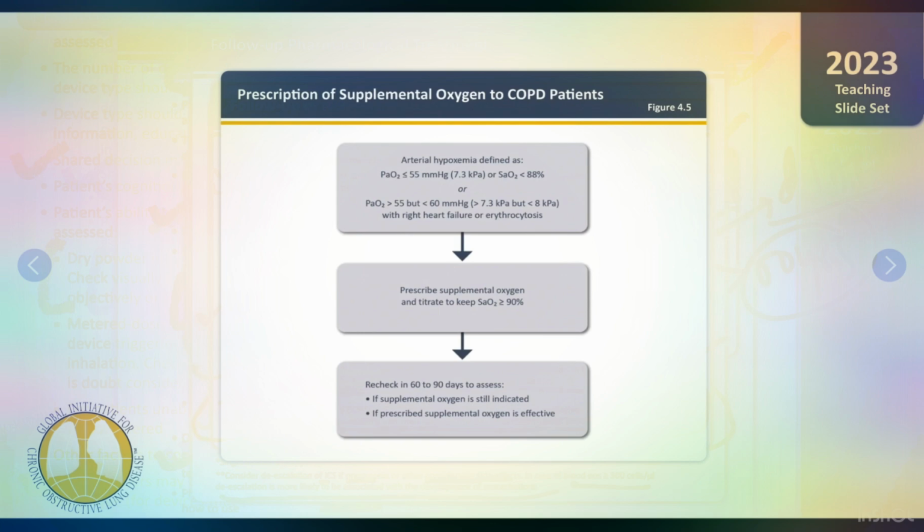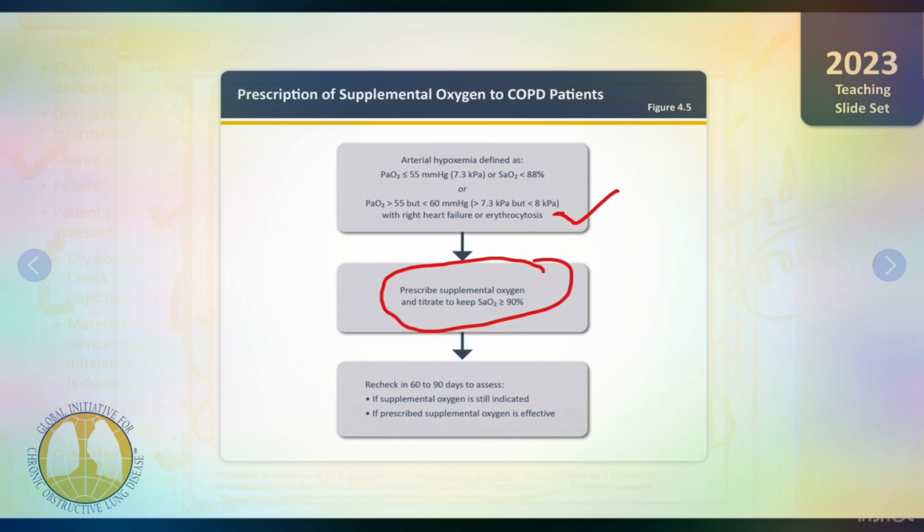Then they are talking about the prescription of supplemental oxygen to COPD patients. If arterial hypoxemia, like PaO2 less than 55 mmHg and SaO2 less than 88%, meaning saturation is less than 88% and arterial oxygen is less than 55 mmHg, or arterial oxygen is between 55 to 60 but there is right heart failure or erythrocytosis, then we will call it arterial hypoxemia.